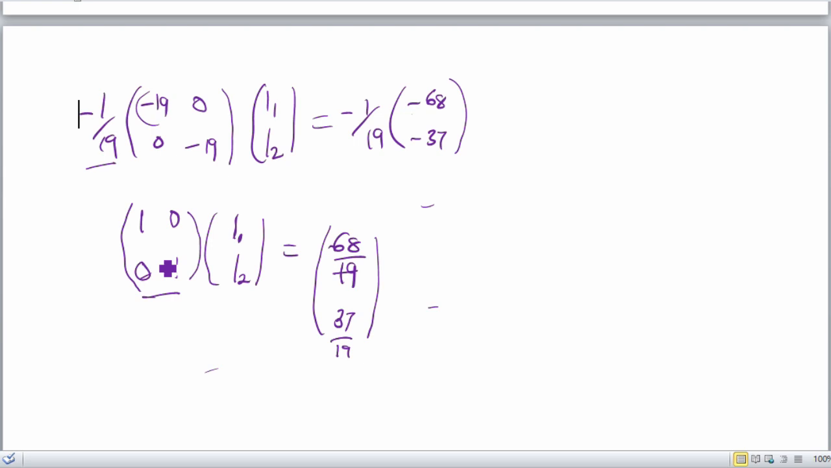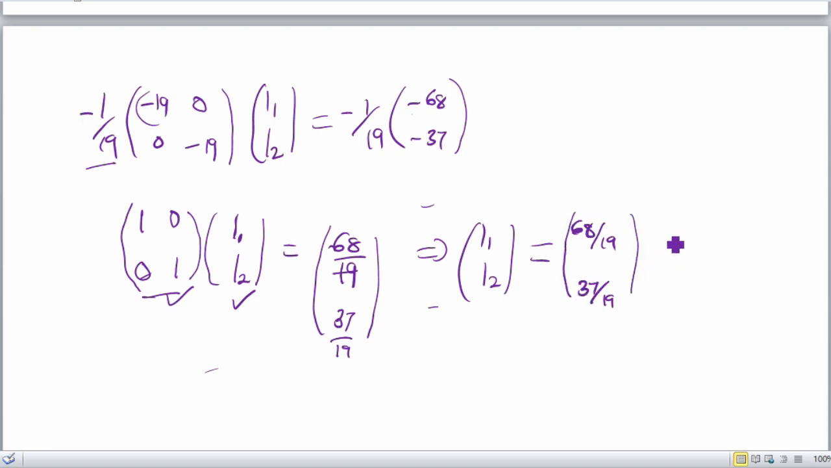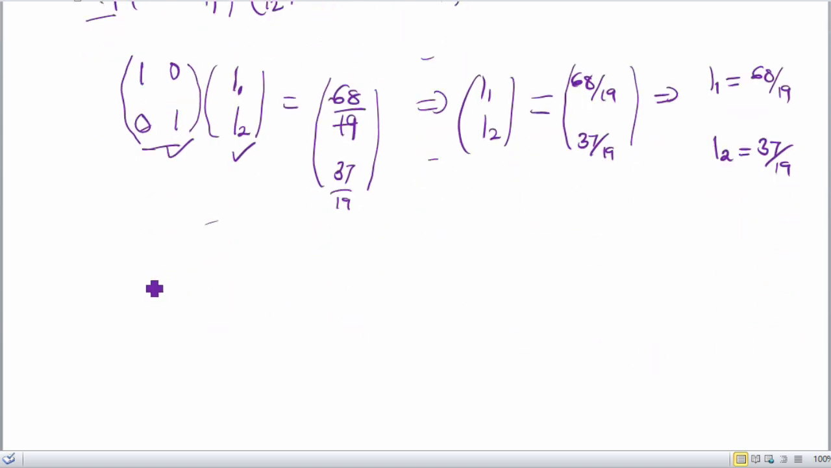Alright, now I said the identity matrix multiplied by I1, I2, you will still get I1, I2. And multiplying an identity matrix by another matrix is the same as multiplying by 1. And this one is the same as 68 over 19, and this one is 37 over 19. From which, for I1, you just equate the corresponding elements. So I1 will be 68 over 19, and I2 will be 37 over 19.